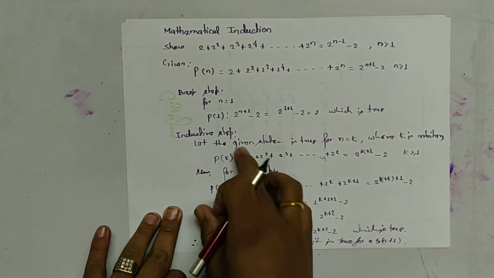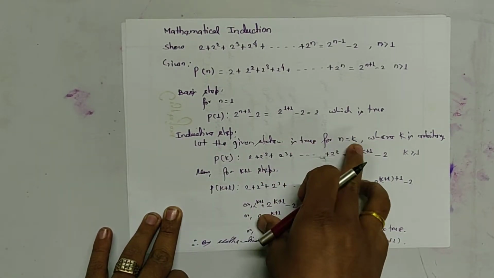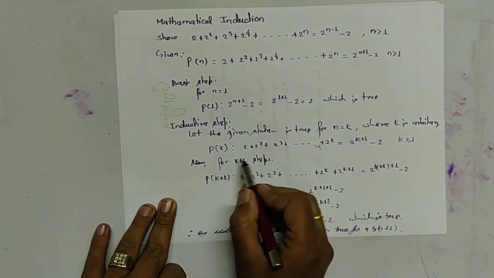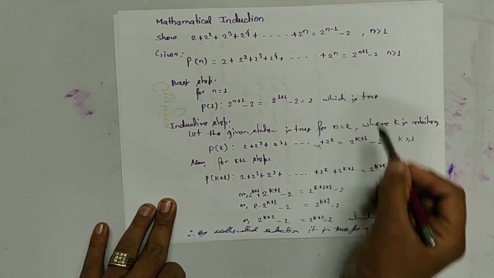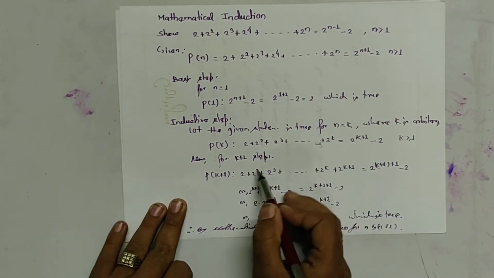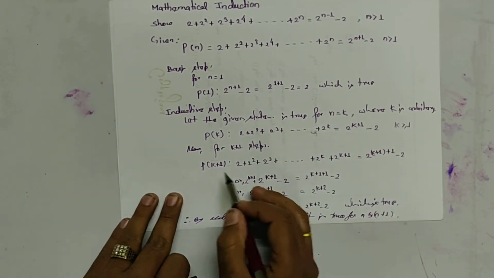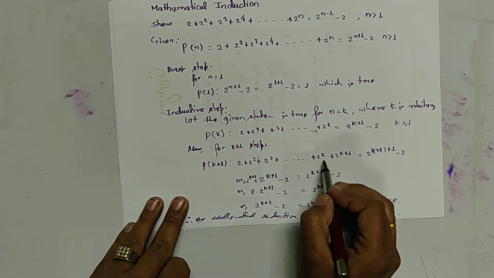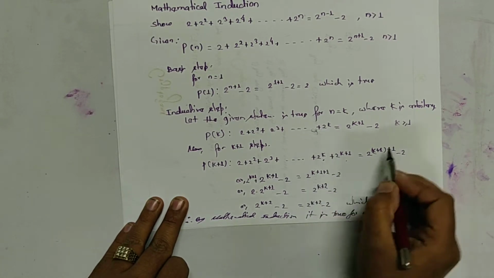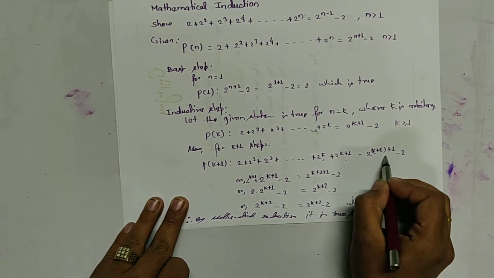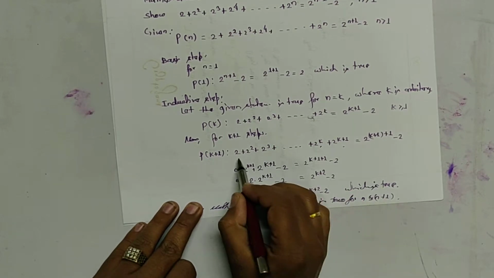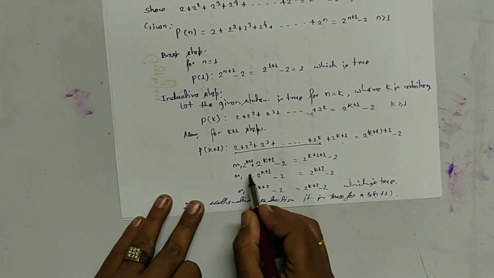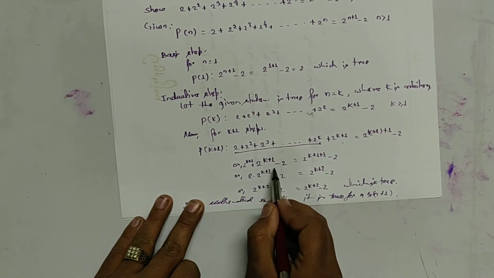Now in the inductive step we assume it is true for k, and we have to prove it for k plus 1. So Pk is converted in terms of n, we write k. Now for the Pk plus 1 step, Pk plus 1 is 2 plus 2 square plus 2 cube plus ... plus 2 power k plus 2 power k plus 1, and k is converted into k plus 1. Up to this term we have the value 2 power k plus 1 minus 2.